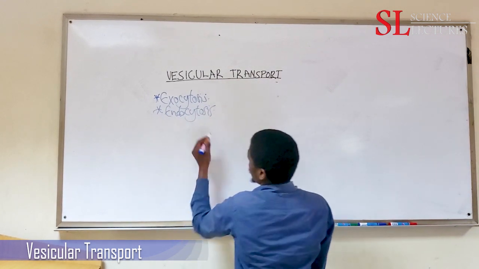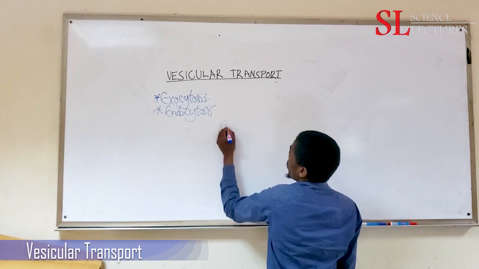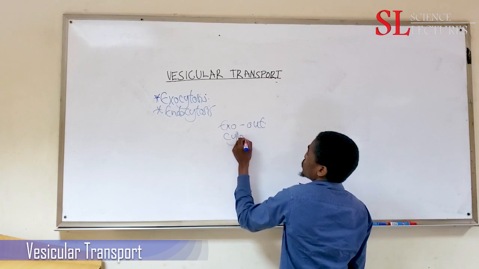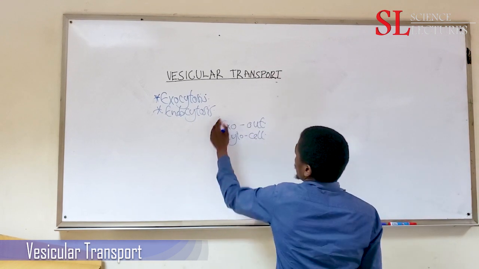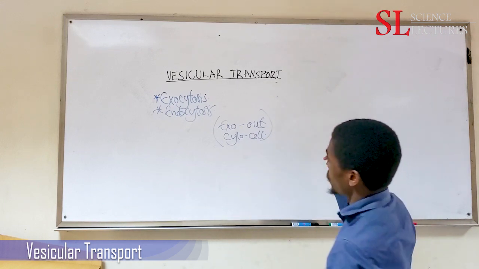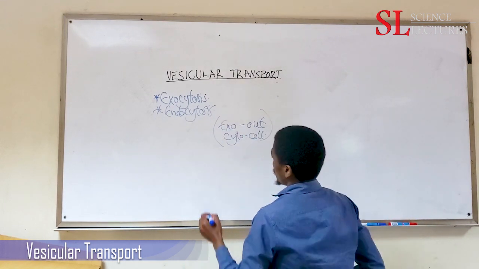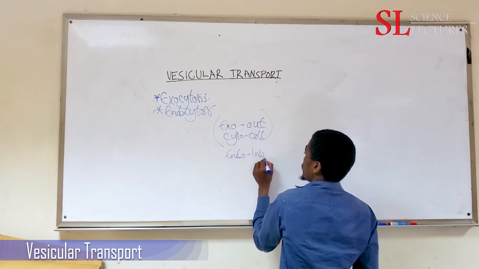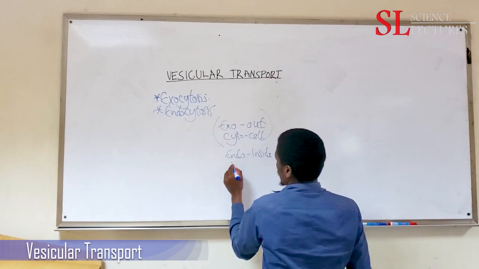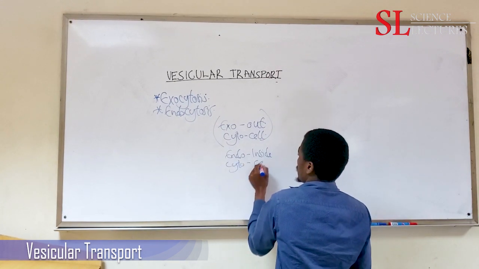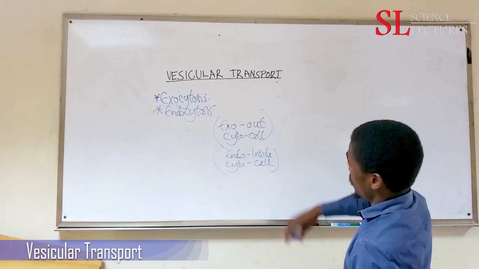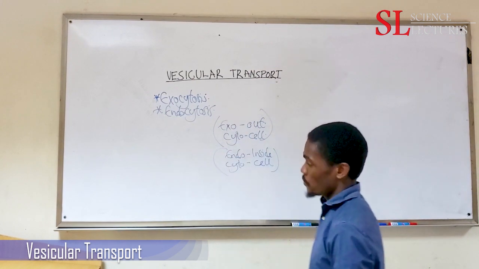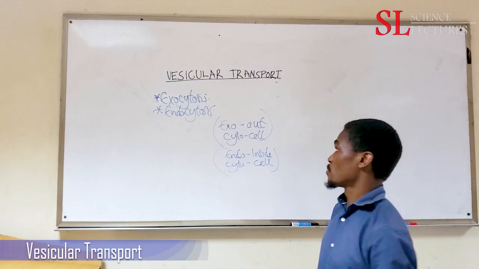So exocytosis has two words. If it's broken down, it has exo which means out, then cyto, which comes from cell. So that means in exocytosis we are transporting molecules outside the cell. So exo is outside the cell. Then endocytosis, we have the term endo, which means inside. Then cytosis, cyto, which brings in cell. So endocytosis will have molecules entering the cell. So that is a distinction between endocytosis and exocytosis.